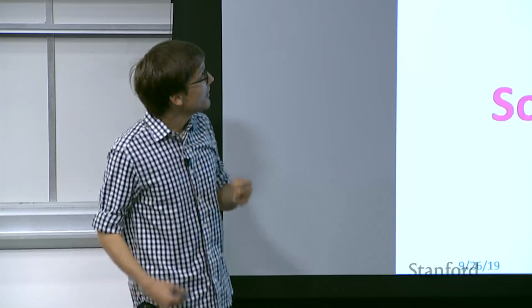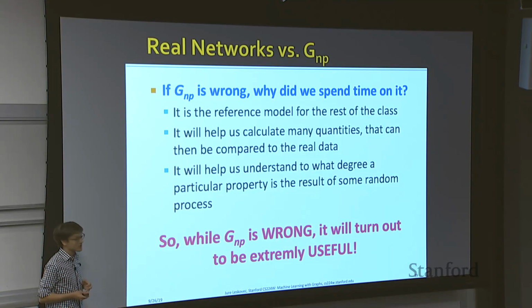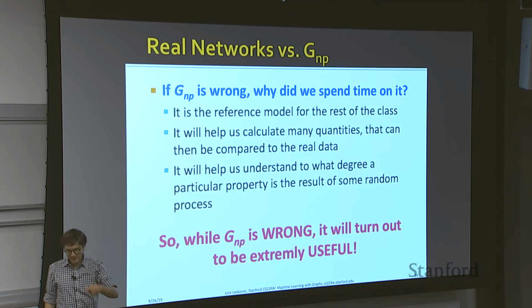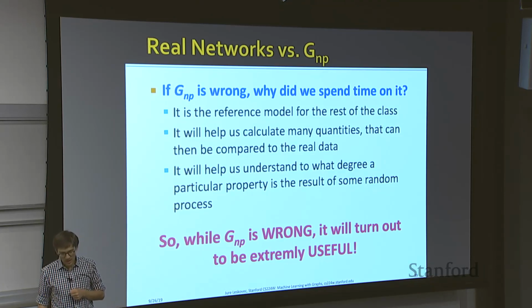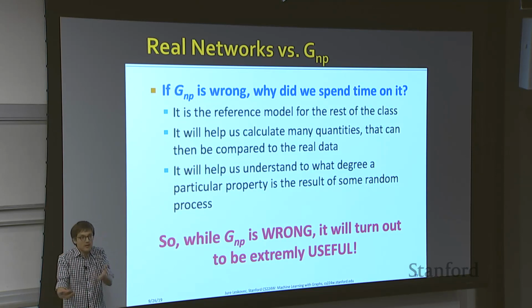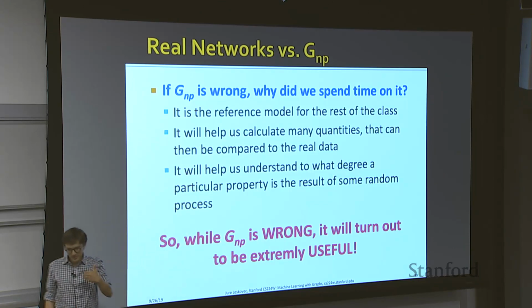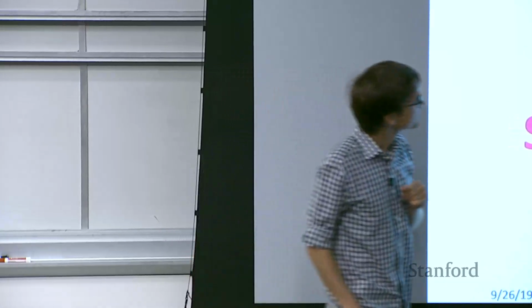But even though this GNP model is wrong, why did we spend so much time on it? The reason is that this is the simplest model, and it's a reference model to judge any network against, to say, should we be surprised about something or not? It also showed how we can calculate in a mathematically rigorous way many different quantities, and how we can then compare them to real data.